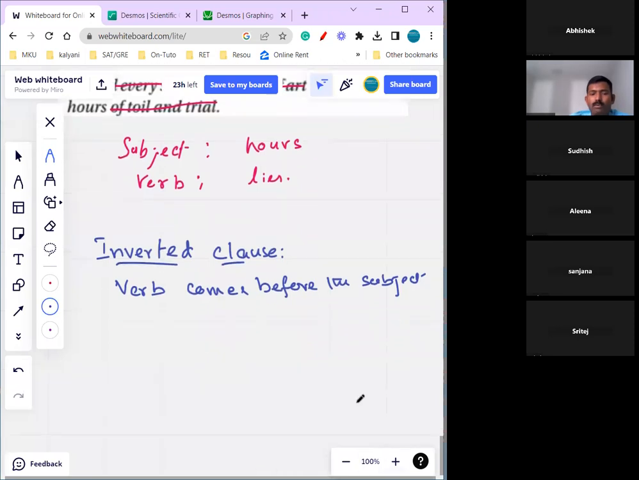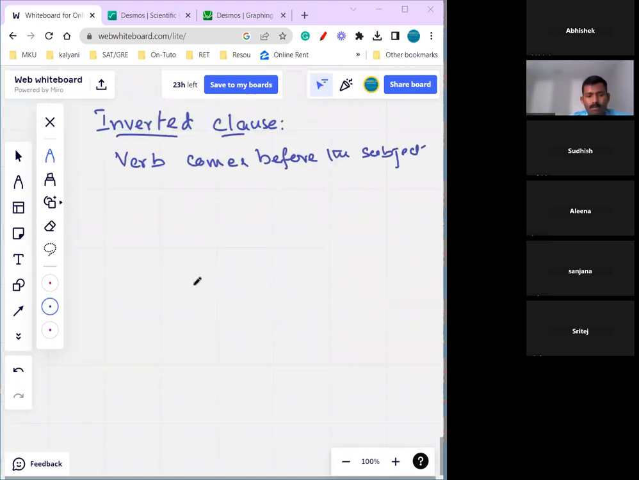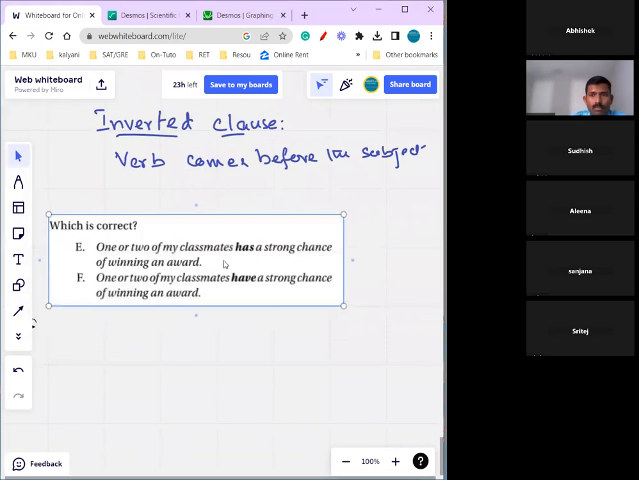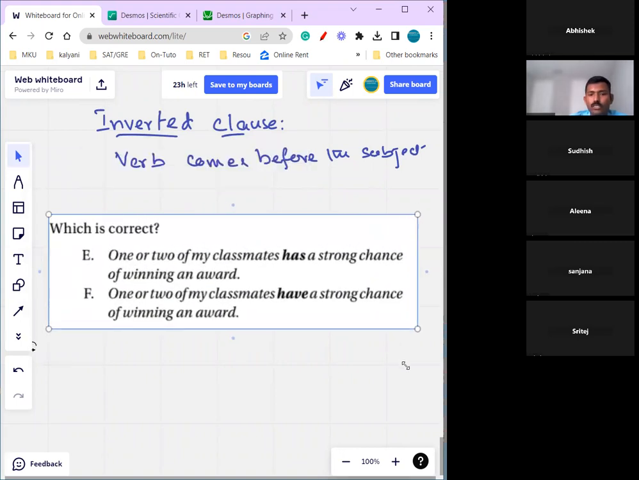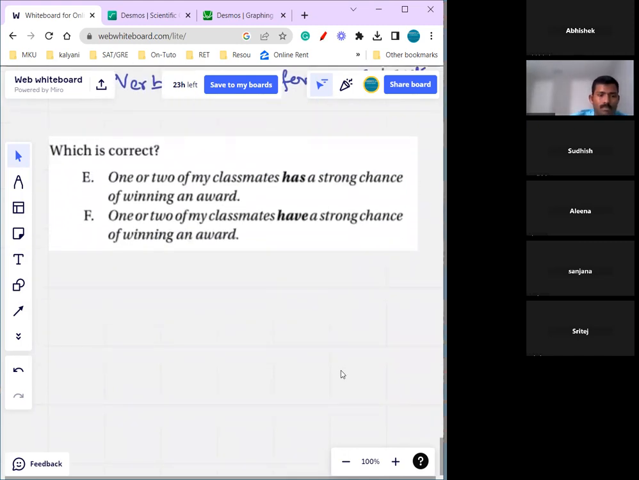We're going to talk about proximity, the next technique. I'm going to put one question here so we can understand what it is. Sritej, can you please read this one for us? Which is correct? E. One or two of my classmates has a strong chance of winning an award. F. One or two of my classmates have a strong chance of winning an award. What do you guys think? I see some answers already coming up. That's good.